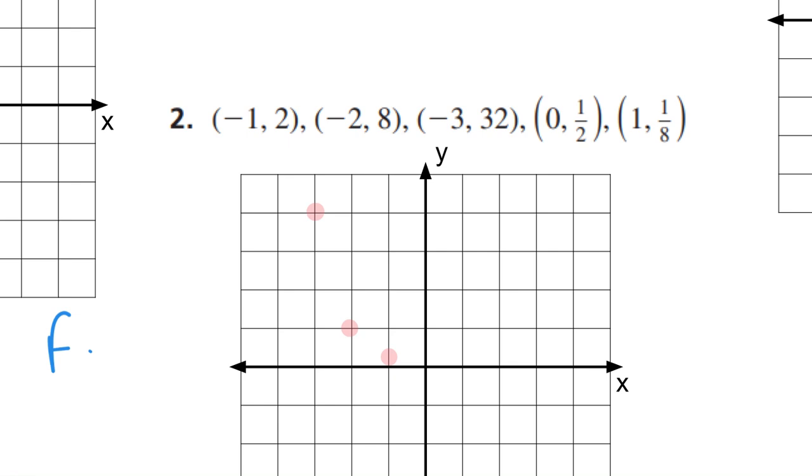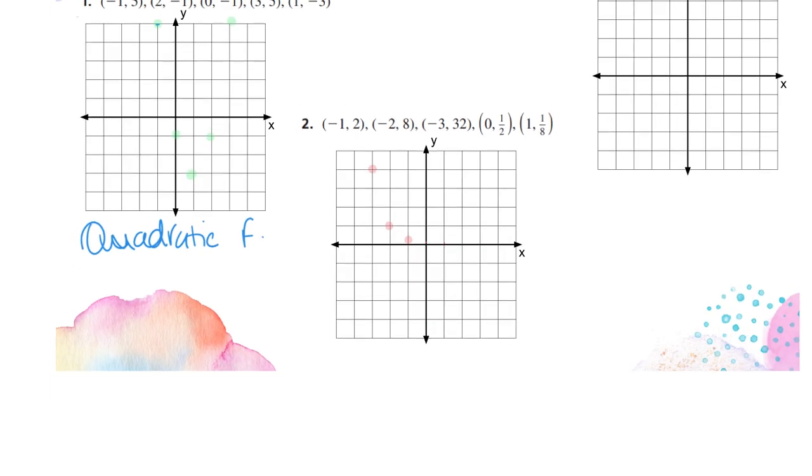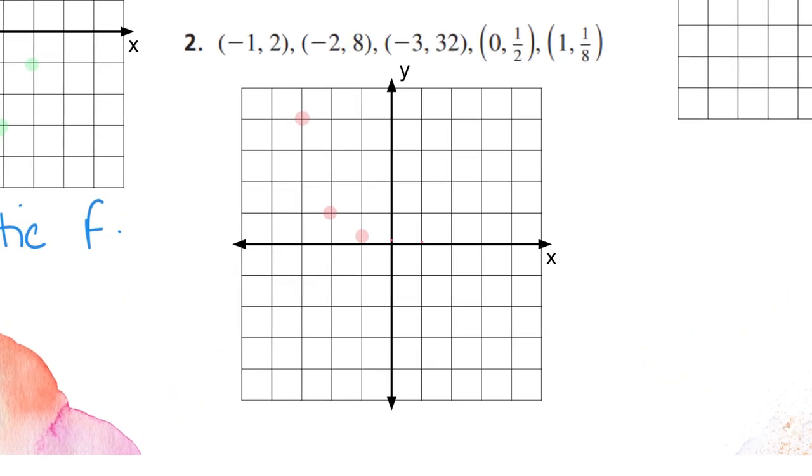Then we have 0 and a half. This is going to be extremely small, okay? So 0 and a half, it's somewhere very small there. And then 1 and 1/8. Right? So by looking at this, it looks like it's getting close to the x-axis, but not over yet, right? So this is what we call an exponential function.